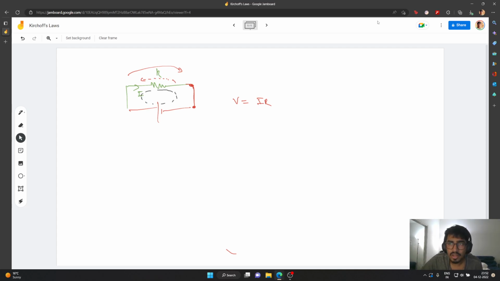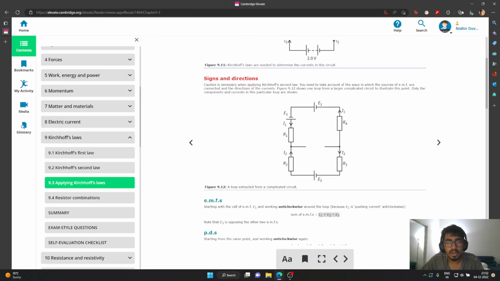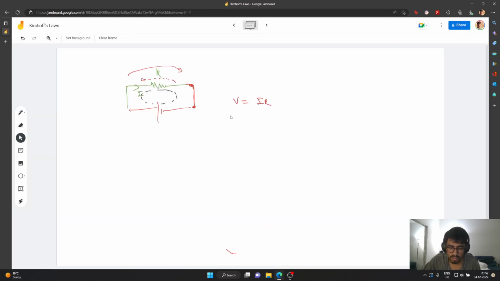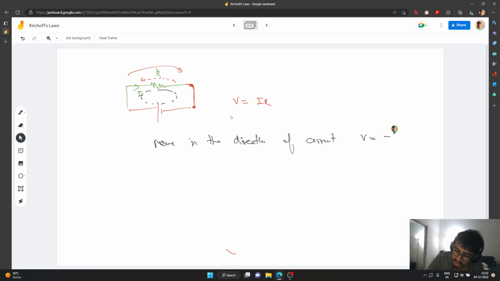In the same way, right here we have a similar thing, where the thumb rule is: move in the direction of current, then the voltage difference is minus I times R, which is basically losing energy. And if you move opposite to the direction of current, then you gain energy.